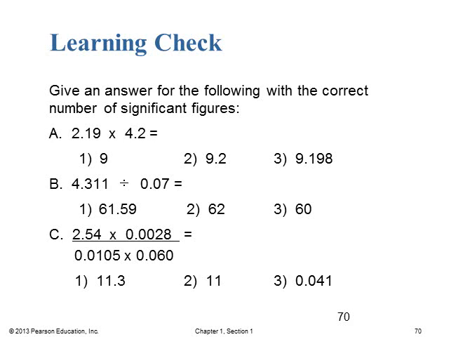Then scenario C, choice C, or question C, we have 2.54, and that's multiplied by 0.0028. We divide that by the product of 0.0105 and 0.060, and we get an answer of 11.2888889, and so on and so forth.